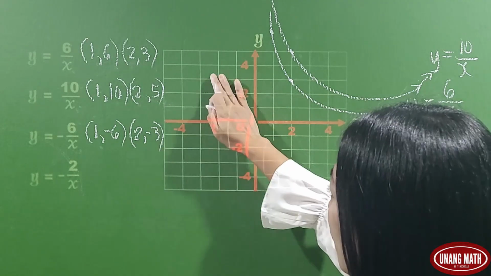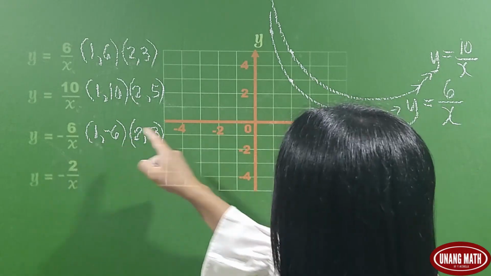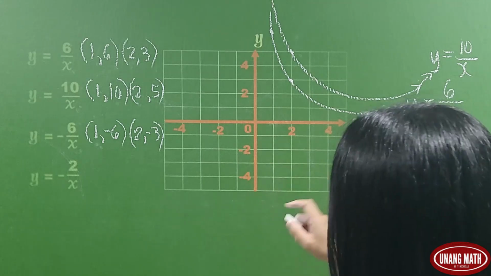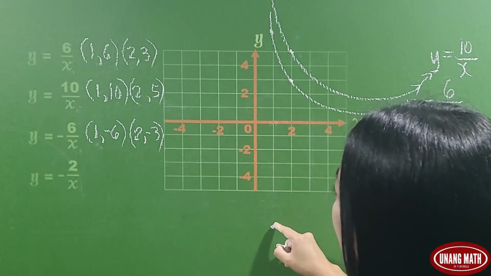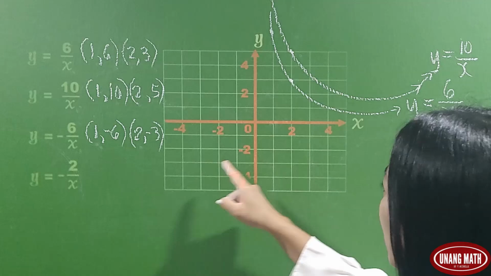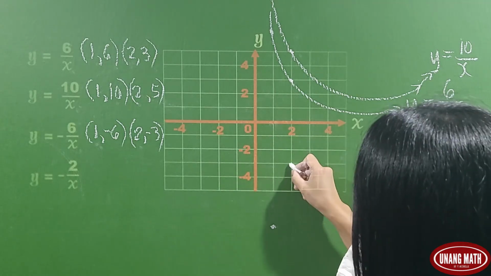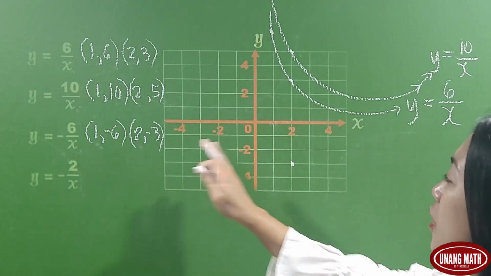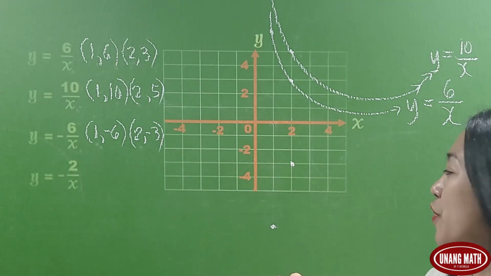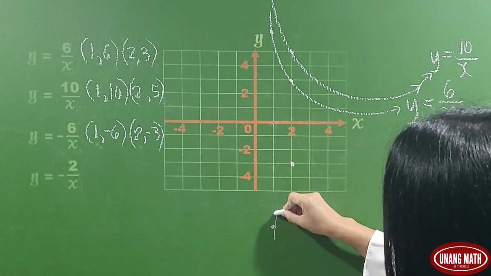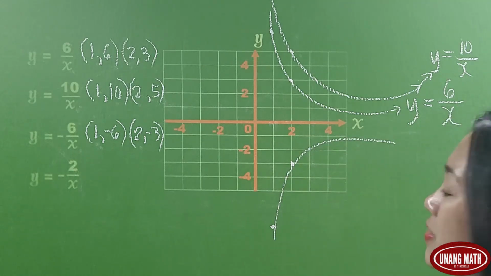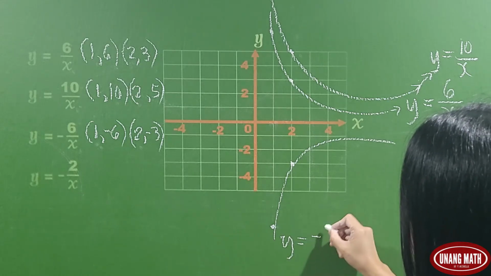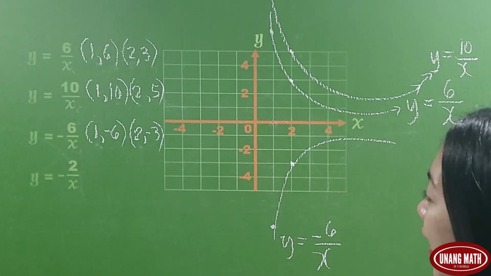Okay, let's plot these points in this coordinate plane. We have 1, negative 6. So 1, negative 6, the point is here. Next is 2, negative 3. 2, negative 3, the point is here. Since this is an inverse proportion equation, the graph is a smooth curve. So the graph looks like this. So this is the graph for y is equal to negative 6 over x.